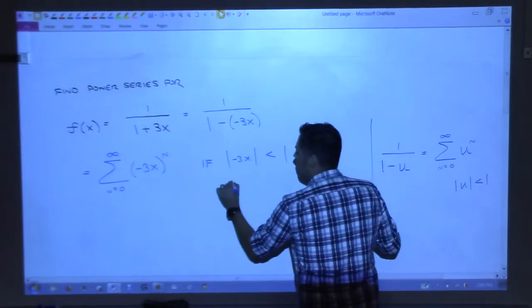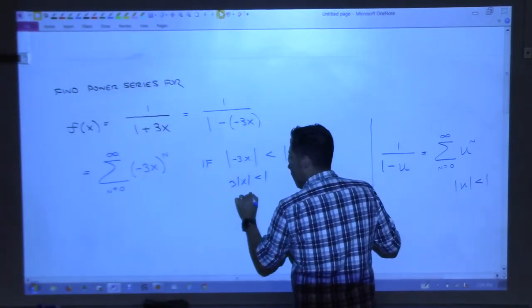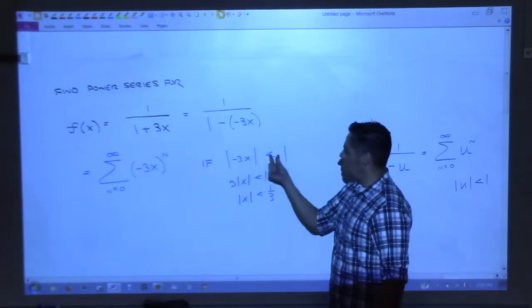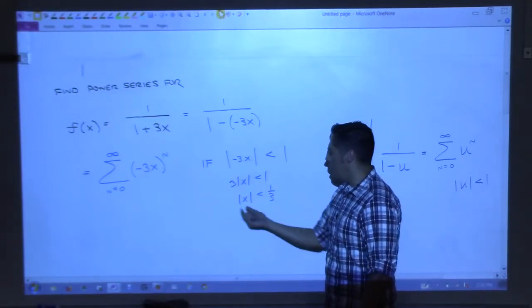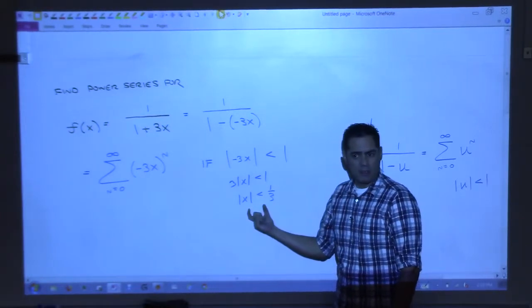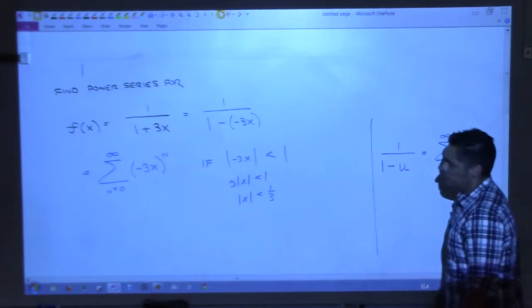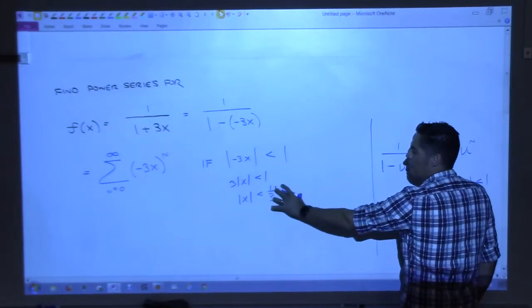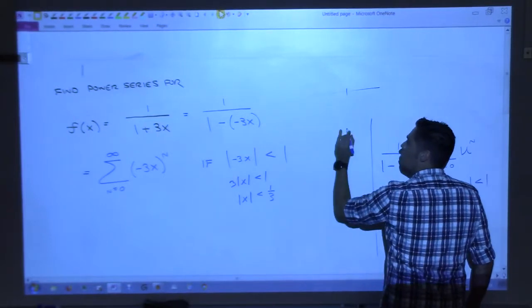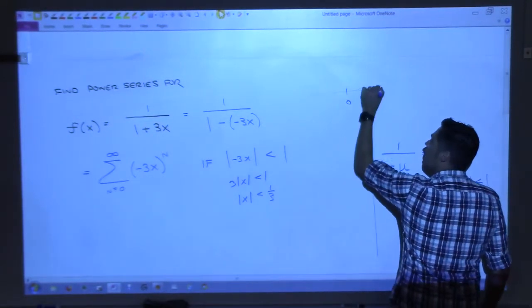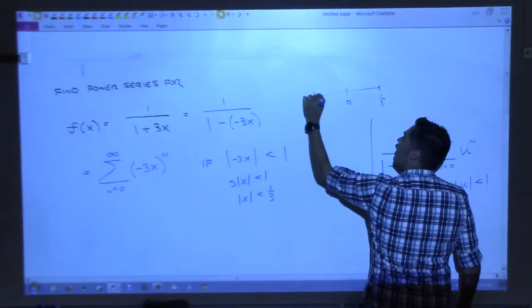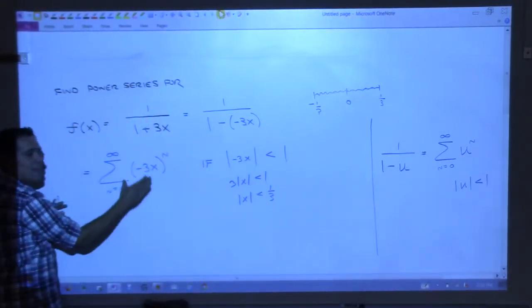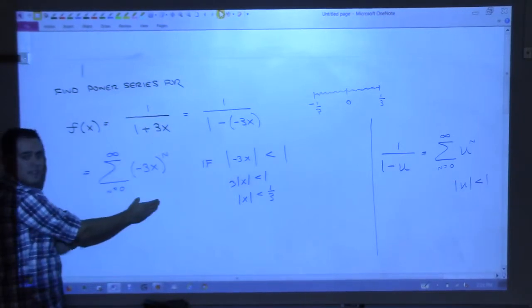Which would just be 3 times the absolute value of x less than 1, which means the absolute value of x would have to be less than 1/3. So this means this, but then I can divide both sides by 3. So doesn't this give you a radius of convergence? That's the power series, right? We're on our way to the power series. I kind of got sidetracked here. This would mean, though, that we're centered here at 0, aren't we? And inside 1/3 and negative 1/3, this function looks exactly like this power series. If I graph this and graph this, they look exactly the same.